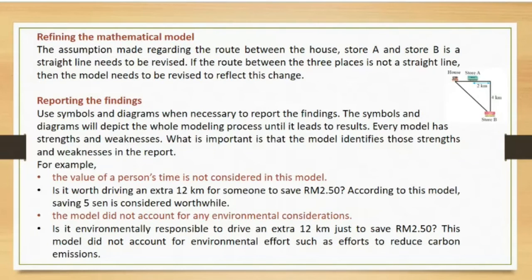Fifth, refining the mathematical model. The assumption made regarding the road between the house, store A and store B being a straight line needs to be revised. If the road between the three places is not a straight line, then the model needs to be revised to reflect this change. Lastly, reporting the findings. Use symbols and diagrams when necessary to report the findings. The symbols and diagrams will depict the whole modeling process until it leads to results.